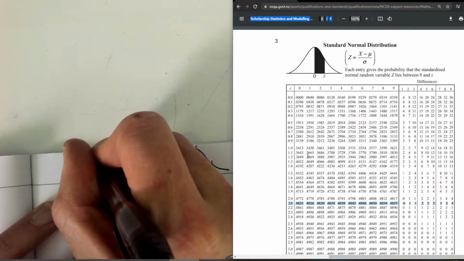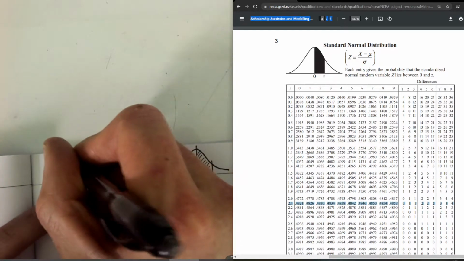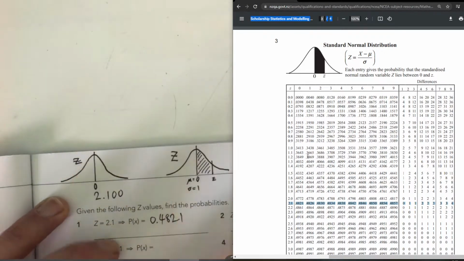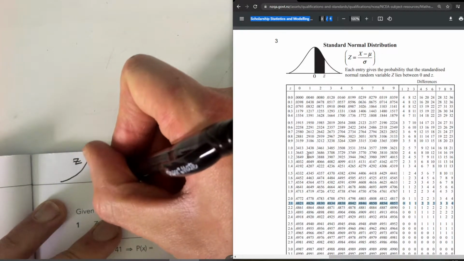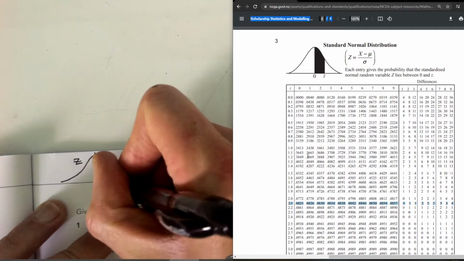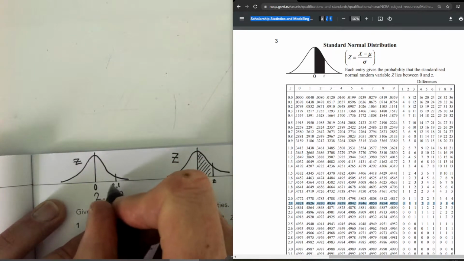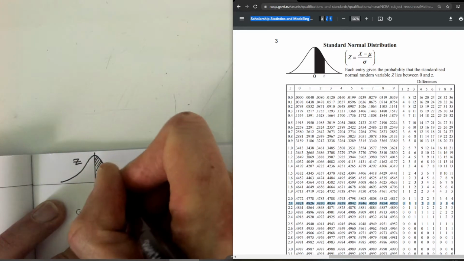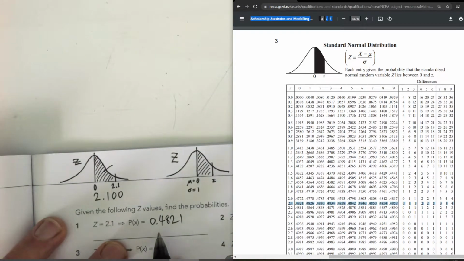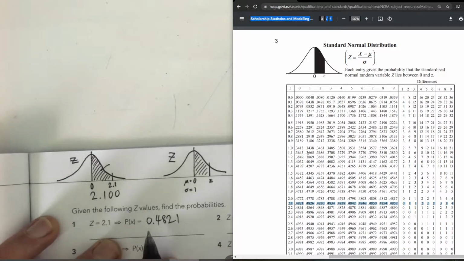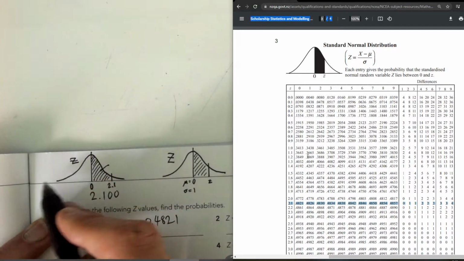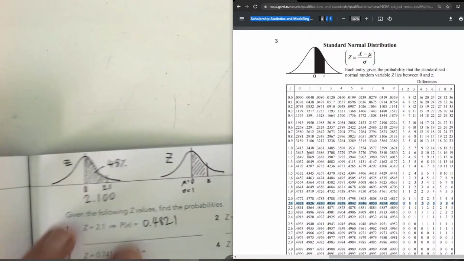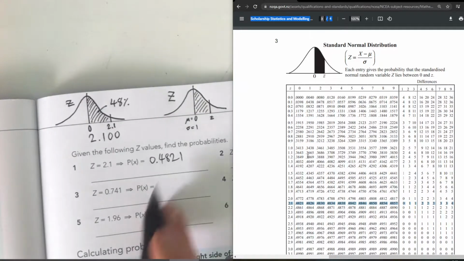But I want to do a little bit more explaining about what we've actually just found. On z, we have found the probability that a variable occurs between the number 0 and the number 2.1. This is our z value here, 2.1, and we've found that this area is equal to 0.4821 of the whole standard normal distribution. So this is 48% of the area. That's what we have found.